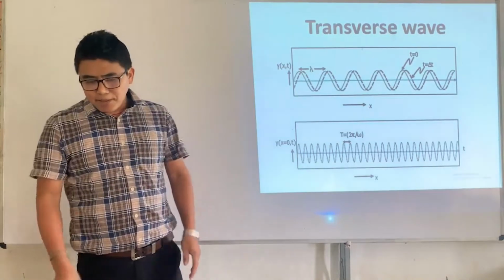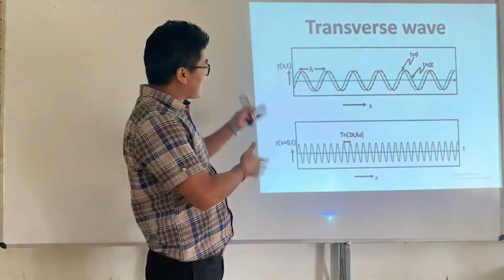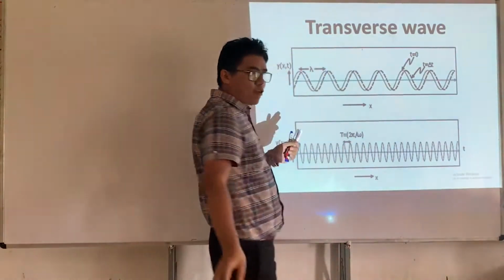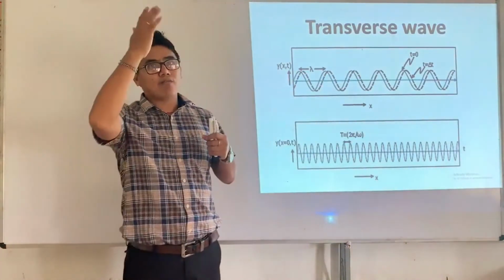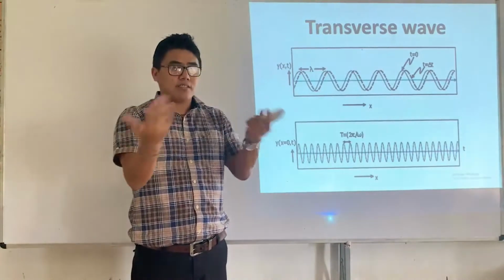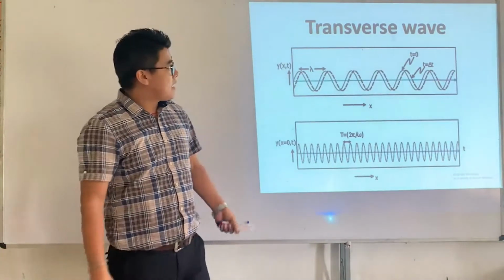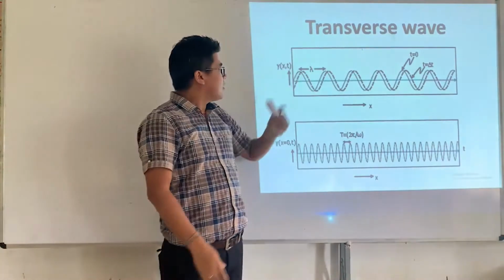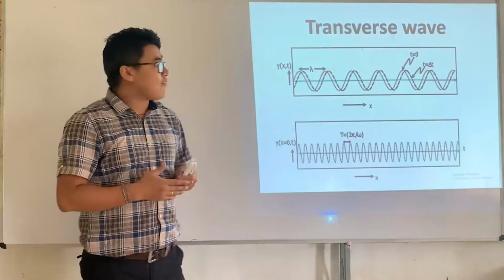Alright, so let me define what a transverse wave is. This is a transverse wave. This is what we call a traveling wave. We talk about two waves. One wave goes on oscillating, and there is no propagation of the wave taking place. The other wave propagates from one place to another. This is the example of a propagating wave.